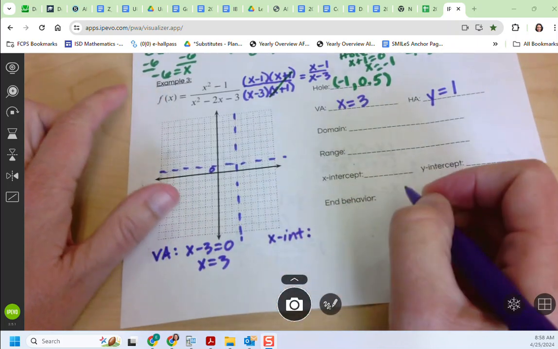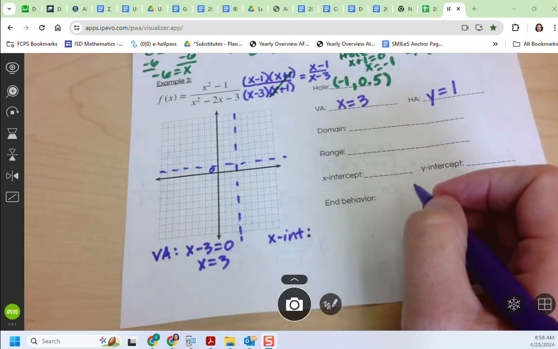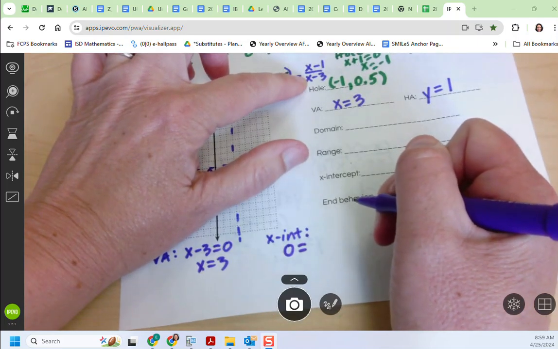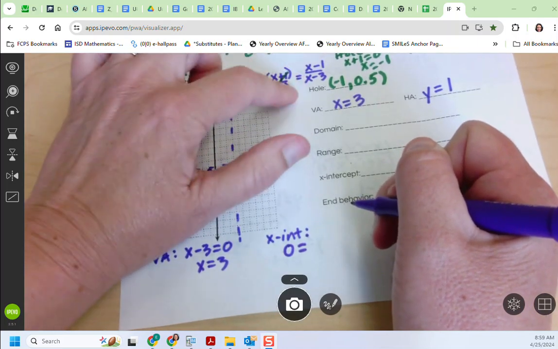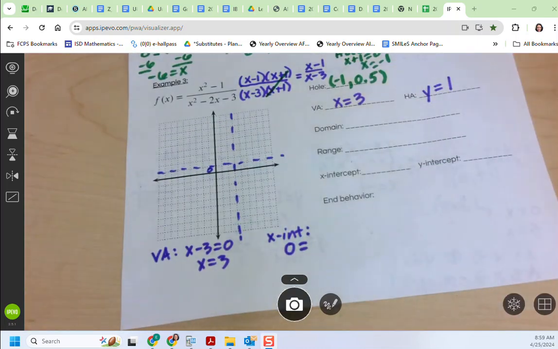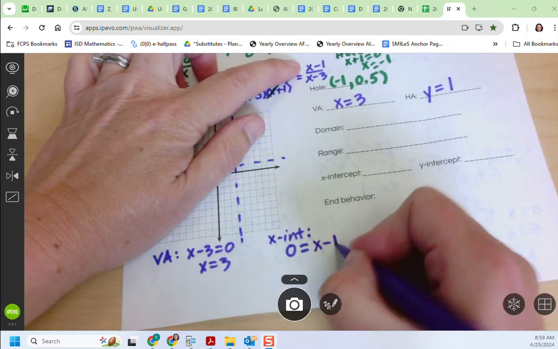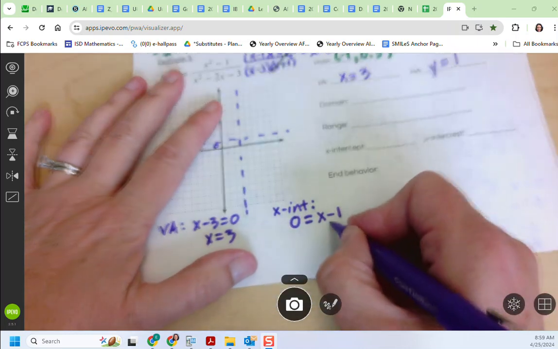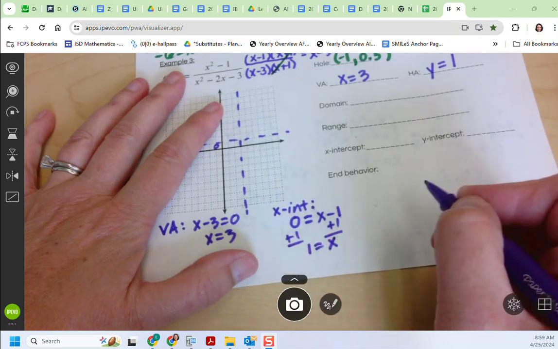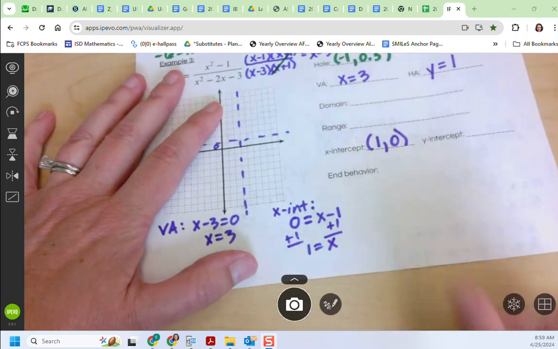You guys ready? All right, for the x-intercept, we make the y 0. So 0 equals this whole fraction, but really 0 just equals what part of the fraction? If a fraction equals 0, is the 0 on the top or on the bottom? It's on the top. So we just need to write 0 equals x minus 1. All right, so we have 1, and then we put 0 for the y. That's our x-intercept.